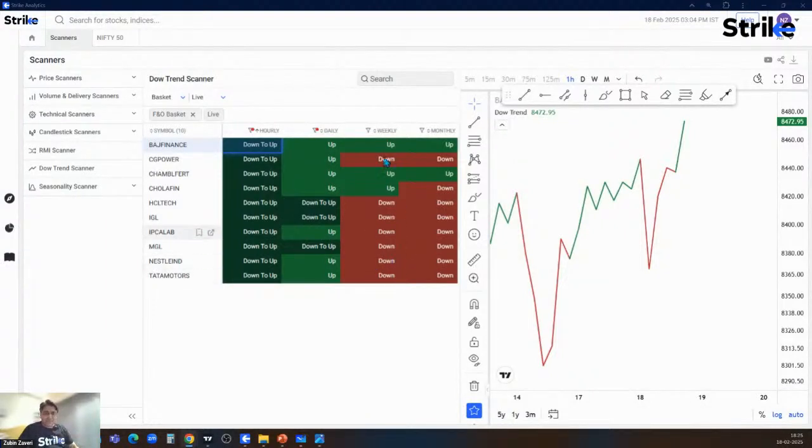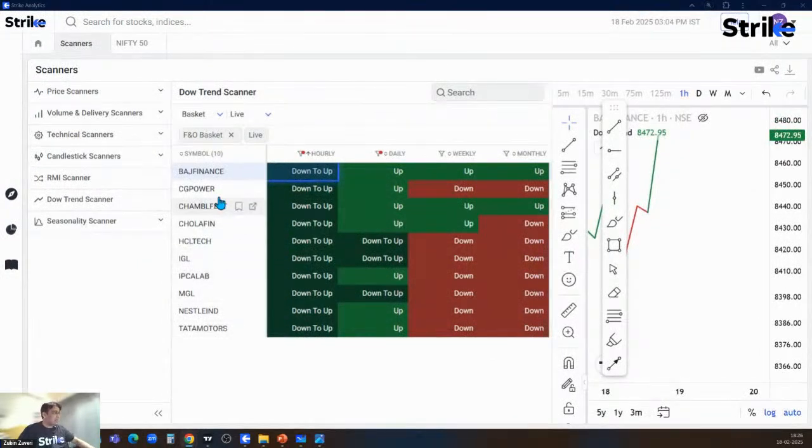Now one more thing that you can do for short term traders: let's say we have seen that for these 10 stocks, the trend has changed on the hourly chart and the daily time frame. So I want to make a watch list of these stocks. Now look at this very carefully. Besides every stock, there are these two buttons over here. The first button is to make a watch list out of it, and the second button will open up that particular counter in detail.